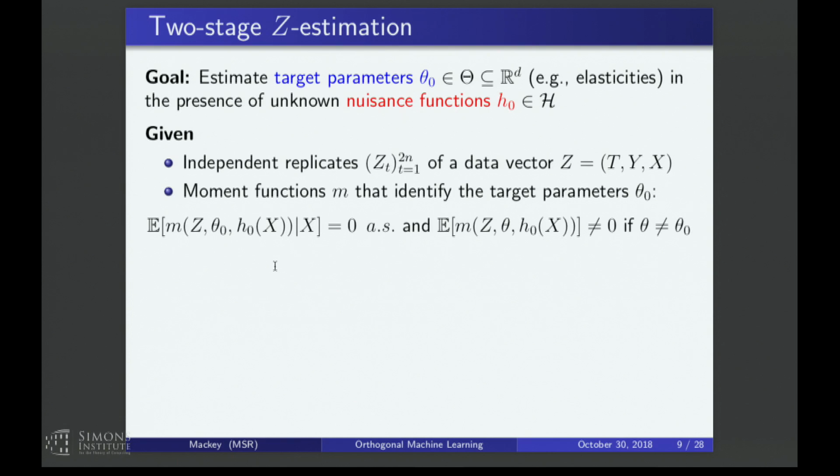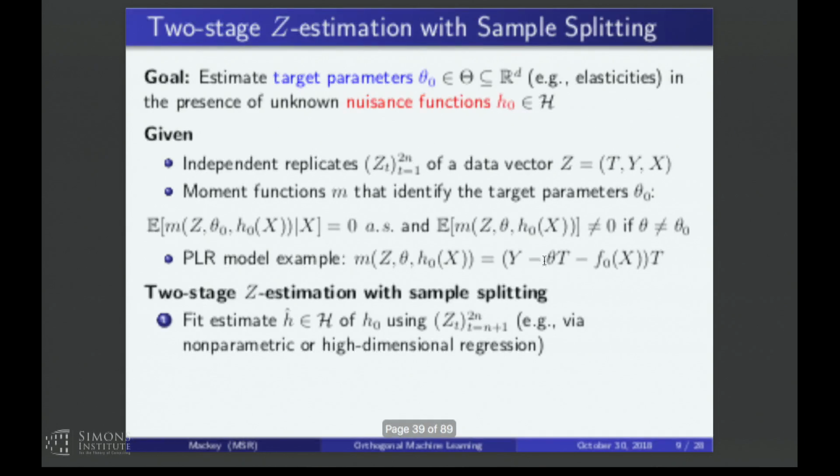Okay, so we have this conditionally mean 0 moment function at the truth. And how do we go about doing estimation? First, just an example. In our PLR model, a typical example of a moment function would be just the score function that you get from ordinary least squares. So if I already knew the nuisance f0 and I wanted to estimate theta in the PLR model, I might just do a least squares regression. This is the derivative of the least squares objective with respect to theta. And setting that equal to 0 on average is what you would do to solve the least squares problem. Okay, so that's the PLR model example.